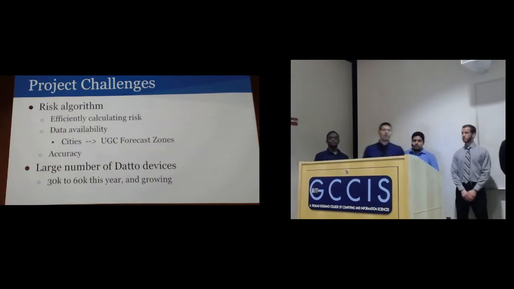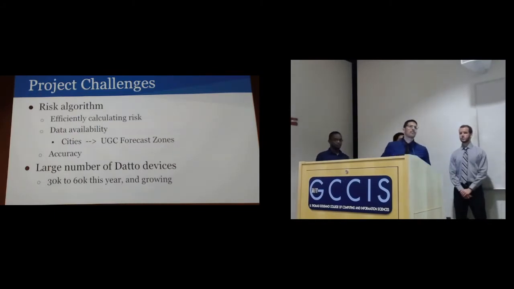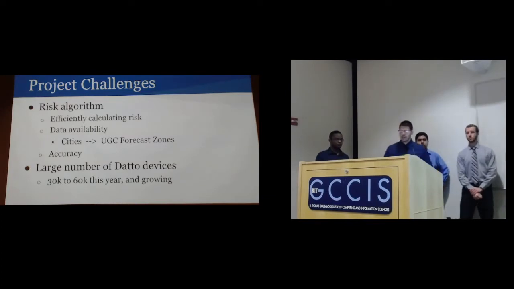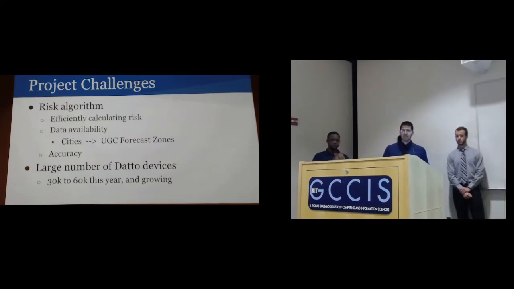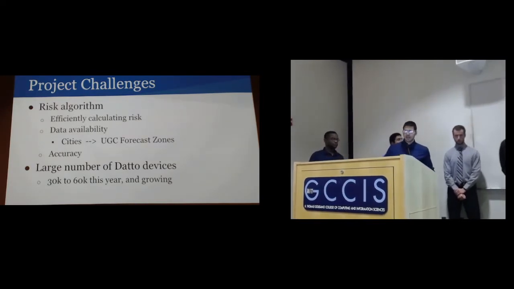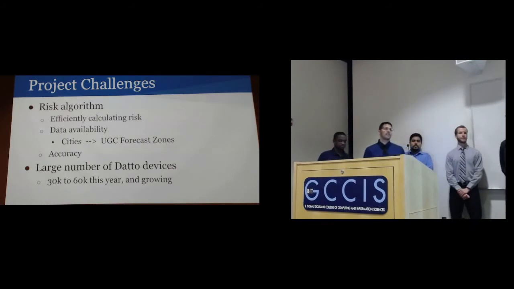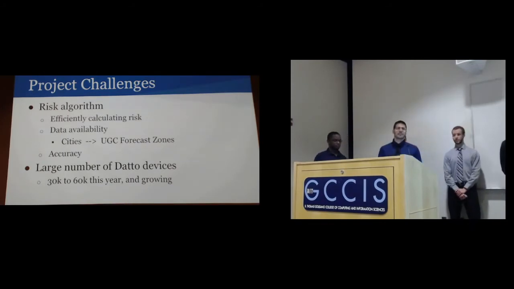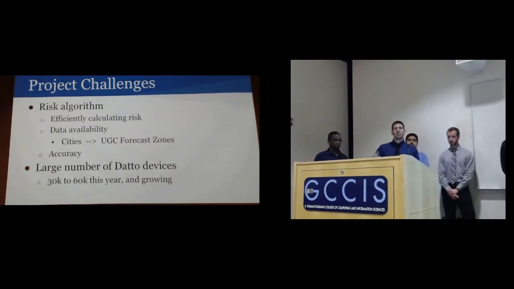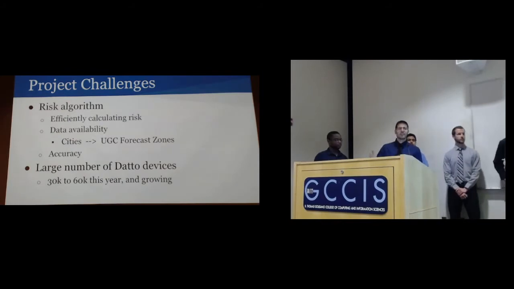All right, so while the project overall went really well, we did run into some challenges along the way. Specifically, the biggest challenge was the risk algorithm that we just talked about. There were several issues with that. First off was figuring out a way to efficiently calculate the risk for all of the devices. We do have 30,000 devices. So our original idea was to pull the weather for each device location, generate a risk, and then apply it to all the devices in that location.